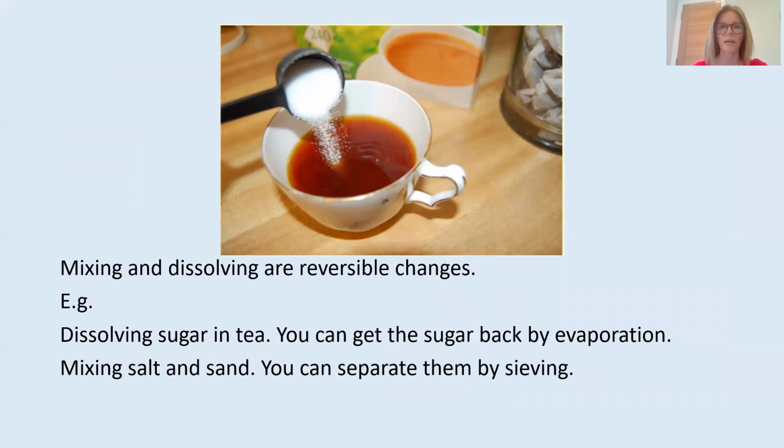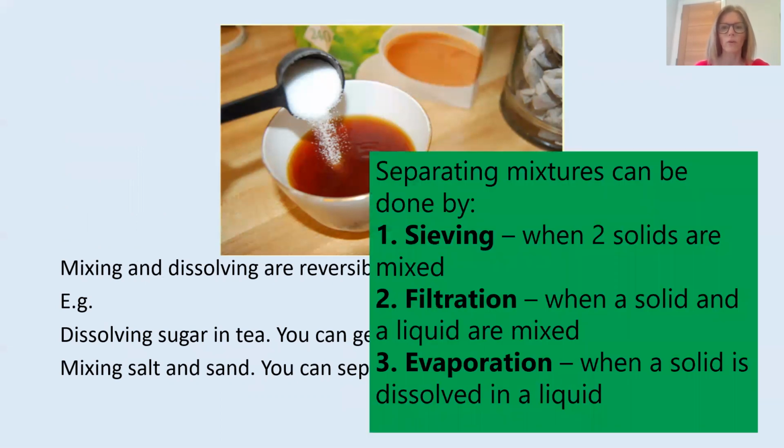Right, here's some examples now of some reversible changes. So mixing and dissolving are reversible changes. So if you have a look at the image, you've got the sugar being dissolved into the tea. You can get the sugar back again by evaporation. Mixing salt and sand, you can separate them by sieving. And here's a few explanations for you. So if you're still unsure, separating mixtures can be done by sieving, which is when two solids are mixed. Filtration, when a solid and a liquid are mixed. Evaporation, when a solid is dissolved in a liquid.